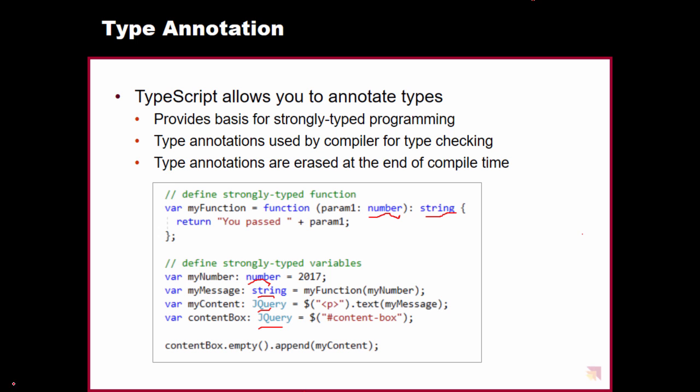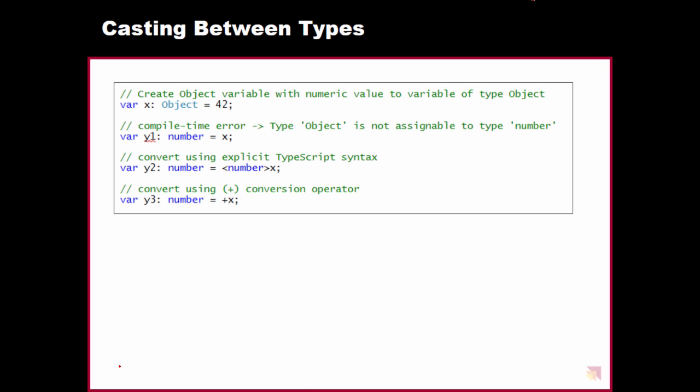Now, the next thing we have to look at is just a couple features. One is casting between types. So let's say that I create a variable based on the object type. Just like the .NET framework, just like Java, we have this basic object type at the top. Now, I assign a value that's numeric, but what I cannot do is take that variable x and just assign it to a number variable because it is a compile time error. So what we can do is we can use the casting syntax where we put the type in the angled brackets inside there.